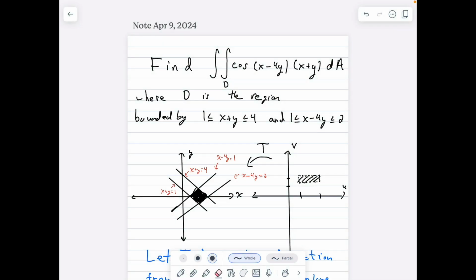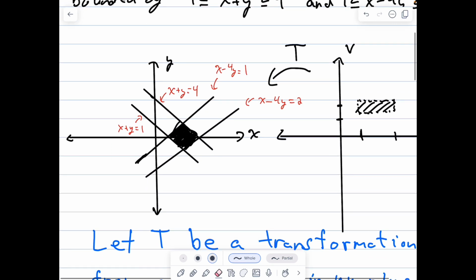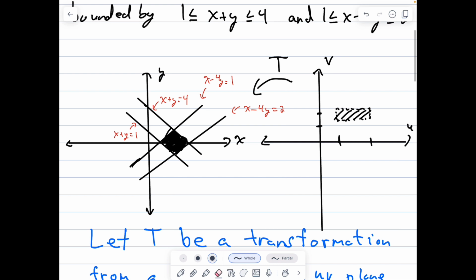Hello everyone. So today we're going to find the double integral of the following integrand, cosine of quantity x minus 4y times quantity x plus y dA, where D is the region bounded by 1 less than or equal to x plus y less than or equal to 4, and 1 less than or equal to x minus 4y less than or equal to 2. So that region that we're looking at, let me highlight it, is what you see over here.